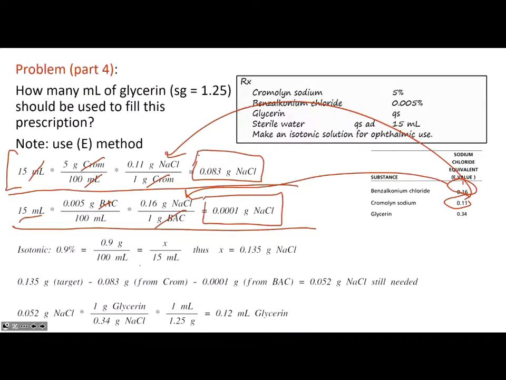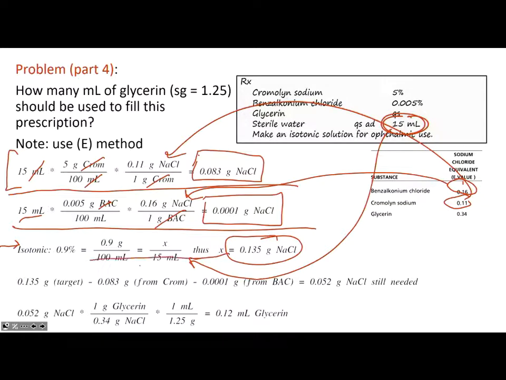Next, what was this step? The target. How much sodium chloride do we need total? That's not going to change. We need 0.9%, which is 0.9 grams per 100 mils, but I'll remind you, we're not making 100 mils, we're only making 15, so how much sodium chloride do I need for 15 milliliters? Solve for X, and you'll see that for 15 milliliters, I only need 0.135 grams of sodium chloride. That's the target. That's what I need, all right?